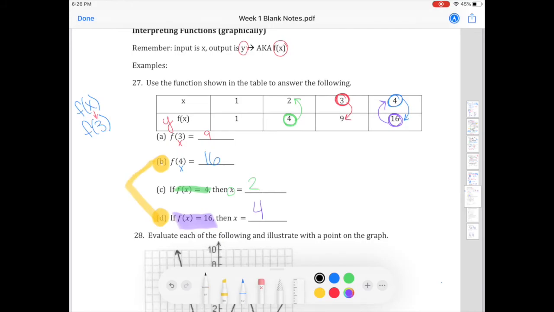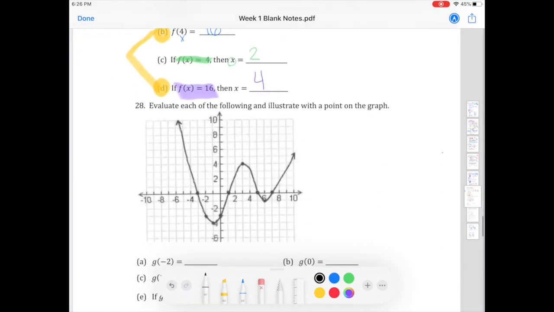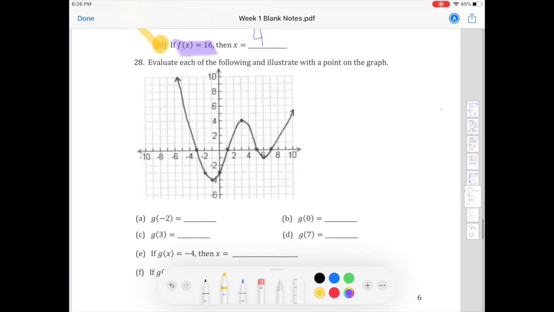So what's really kind of cool is that B and D go hand in hand. They were asking the same question but backwards. If x is 4, y is 16. If y is 16, x is 4.